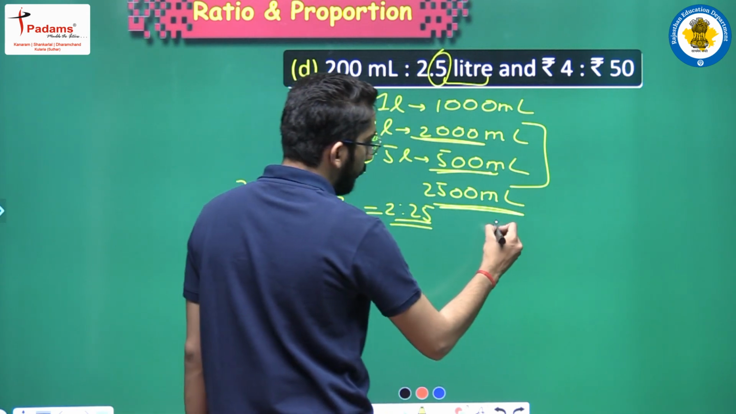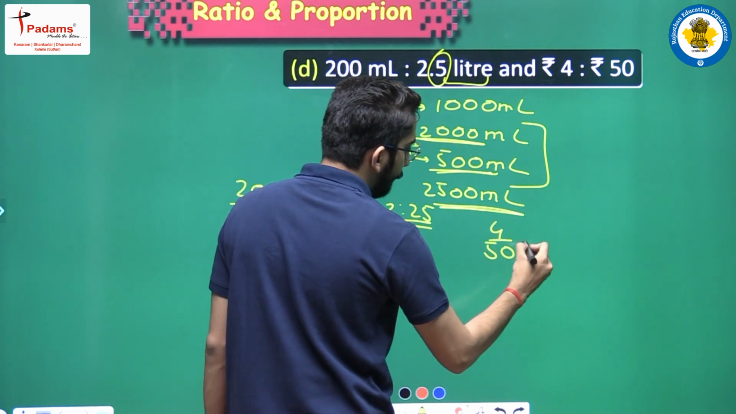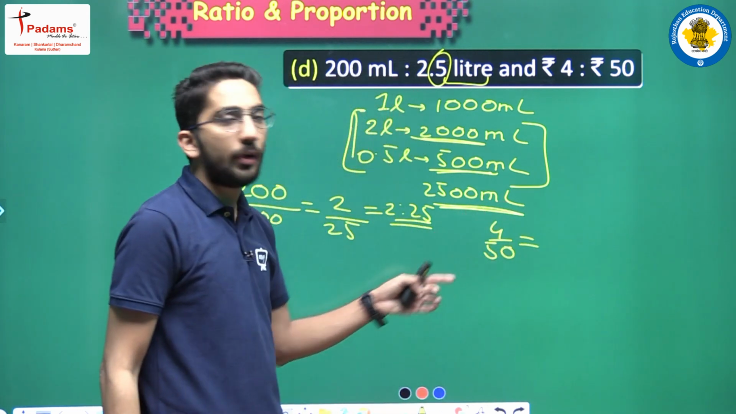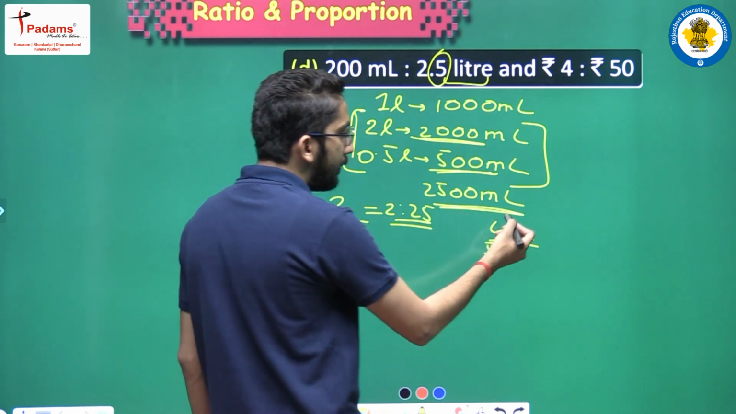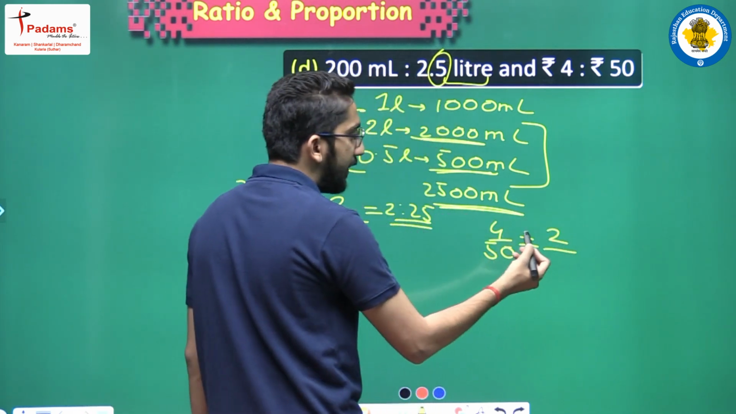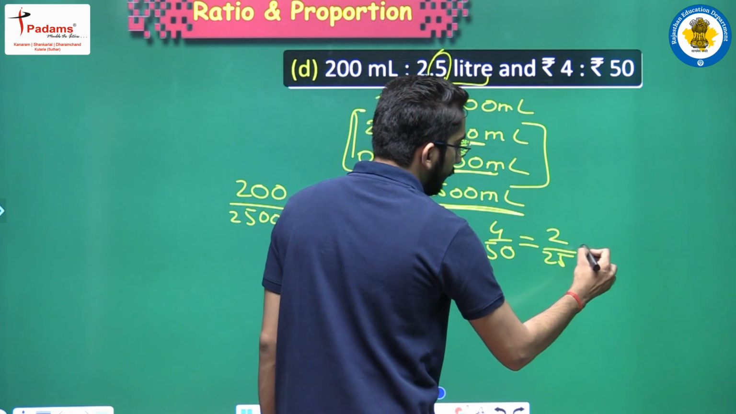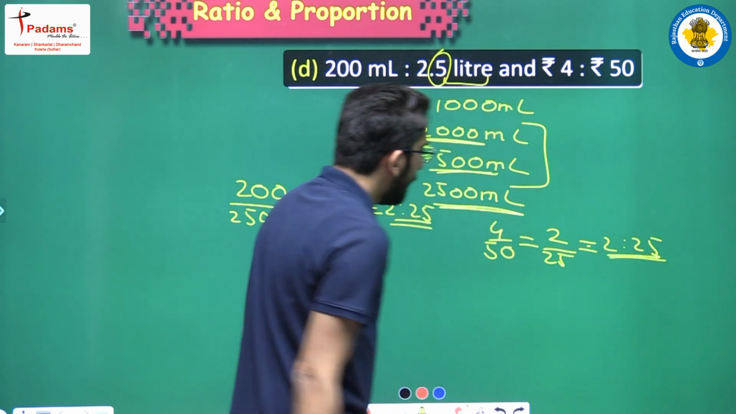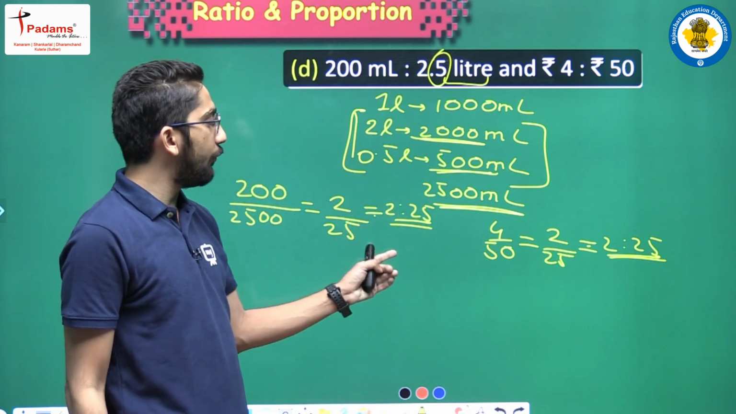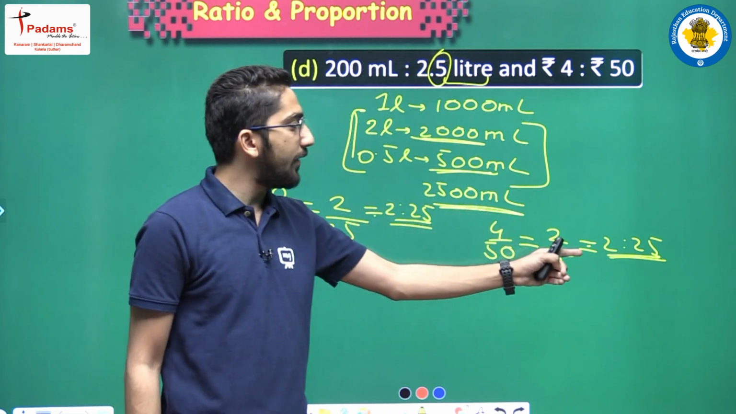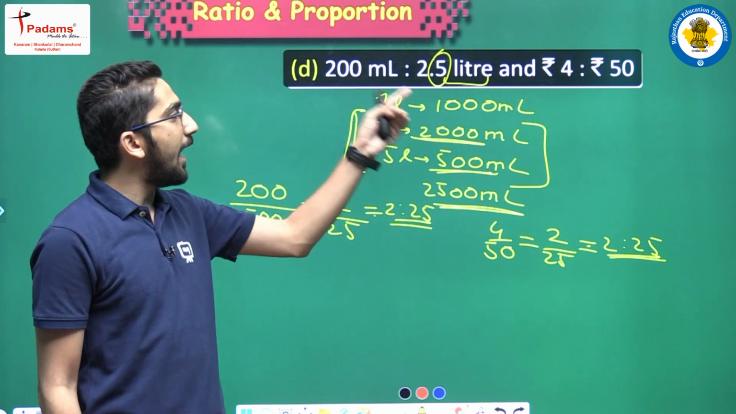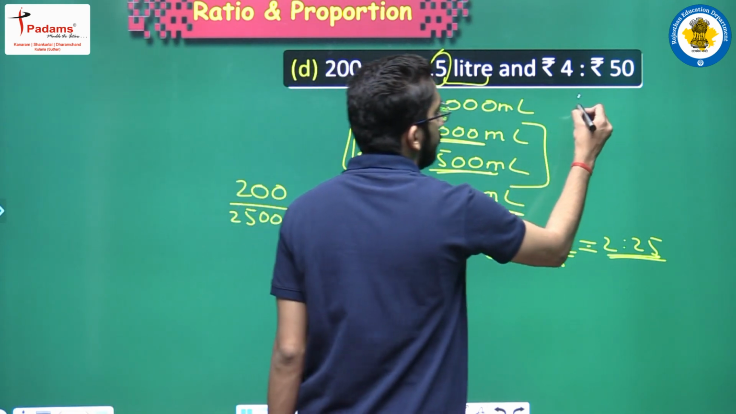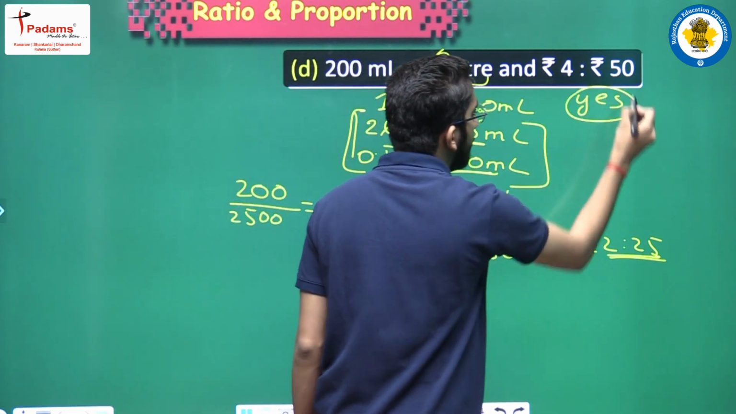So ₹4 is to ₹50. You can divide both of them with 2. 4 divided by 2 is 2 and 50 divided by 2 is 25. So the ratio becomes 2 is to 25. And both the ratios are equal, which is 2 is to 25. तो मैं कहूँगा कि yes, they are in proportion.